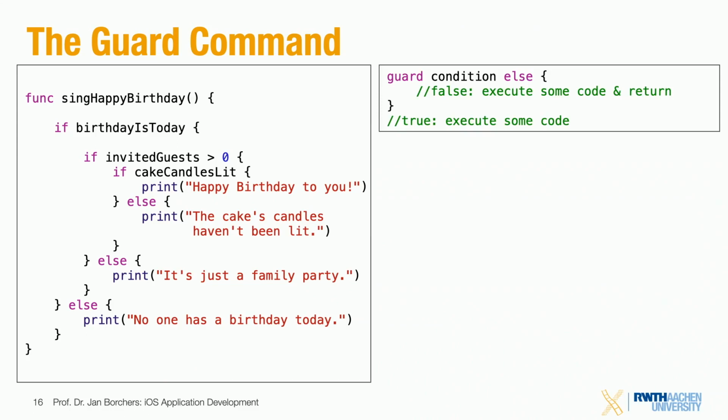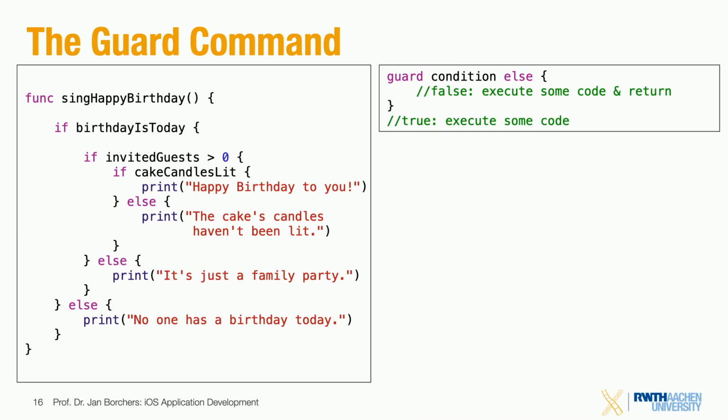For guard, you have the guard keyword, then you have the condition, and directly after that you go into an else block where you specify something that should happen if the condition is not met. Within this else clause, you need to have a keyword that's breaking the current scope. So I need to have a return, continue, break, or throw an exception. I think those are all of them. Something that is actually breaking the context. And afterwards, that is what happens if the condition is true.